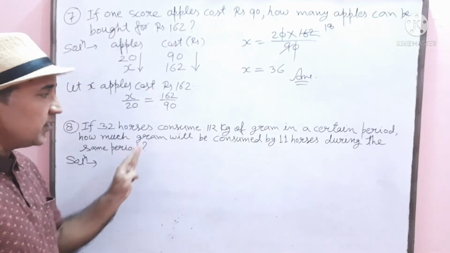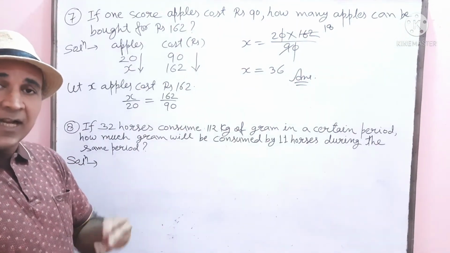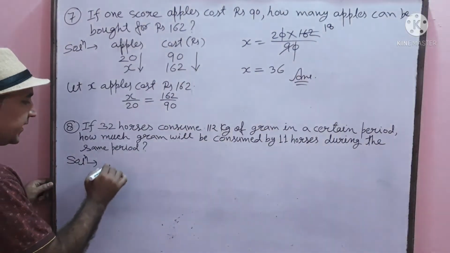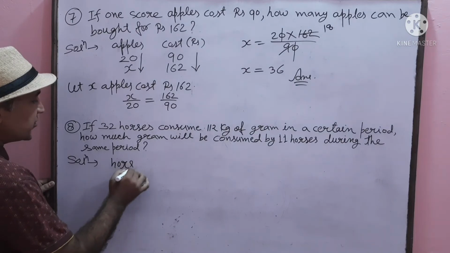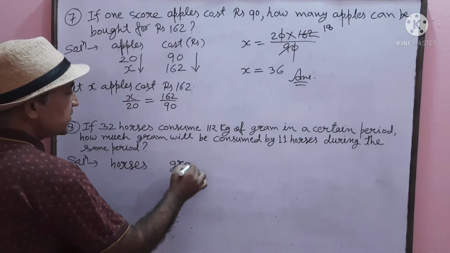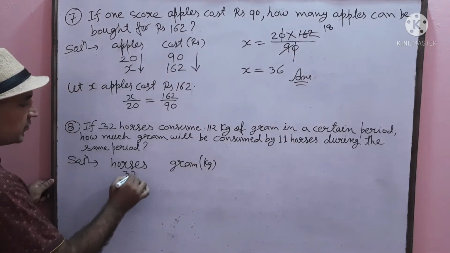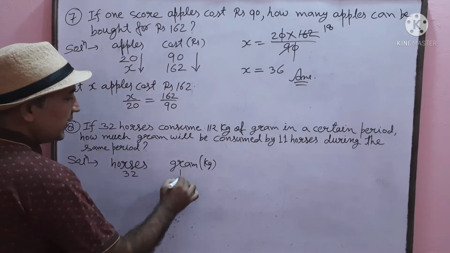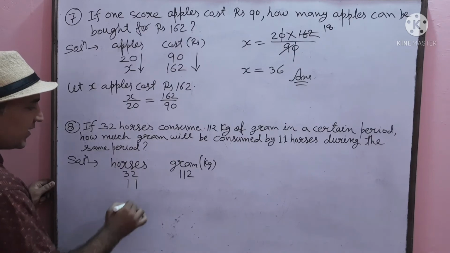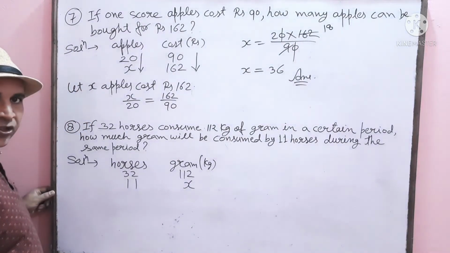Less horses, less consumption. More horses, more consumption. And this type of relation is called direct variation. So how to write it? There are two terms. One is number of horses and second is gram in kg. When there are 32 horses, there are 112 kg. There are 11 horses, so suppose X kg will be consumed.